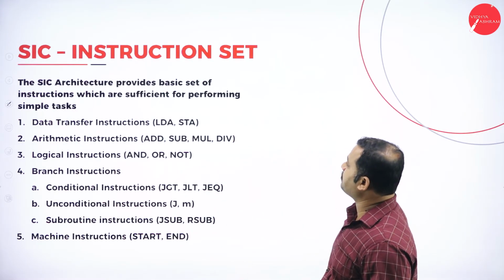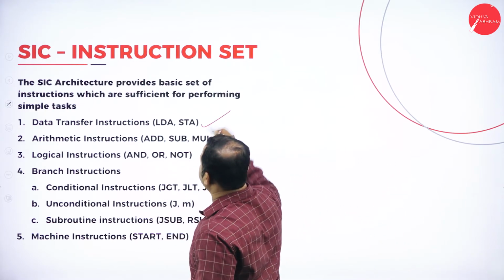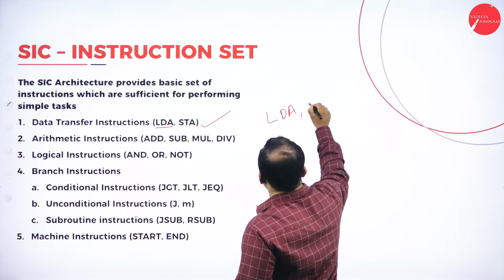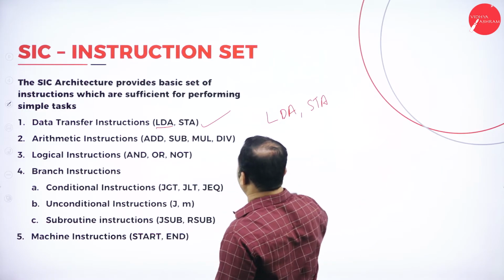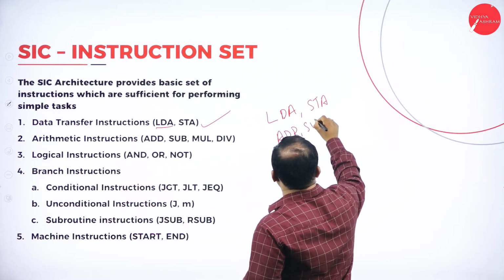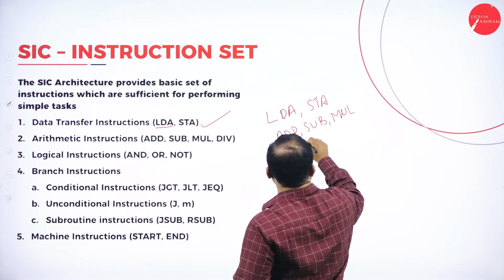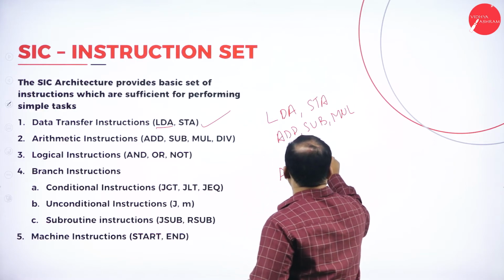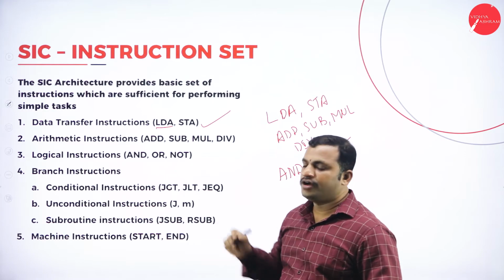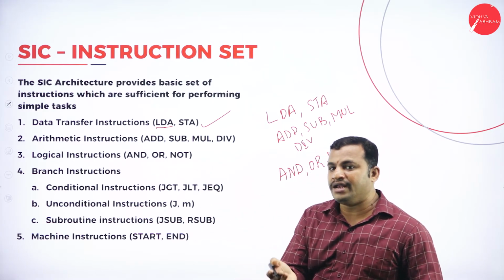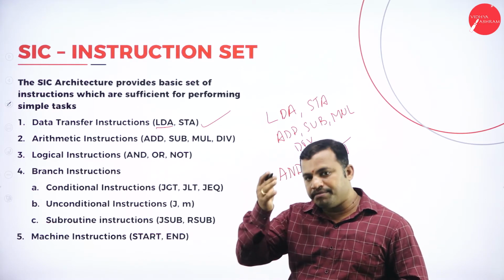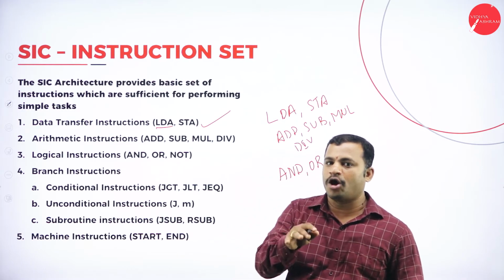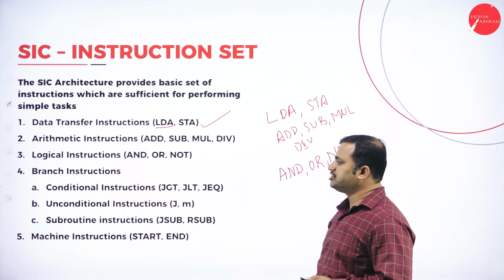Then we have SIC architecture, which provides the basic types of instructions, that is data transfer instructions, wherein we use opcodes of type LDA, load accumulator, and STA, that is store accumulator. Then arithmetic instructions like add, subtract, multiply, divide, and all those things. Then logical instructions like and, or, not. Then branch instructions. Even in high-level languages like C and C++, we have if statements. Based upon the condition specified in the if statement, we jump to the next statement included within the if block. Otherwise, we go to the else block.